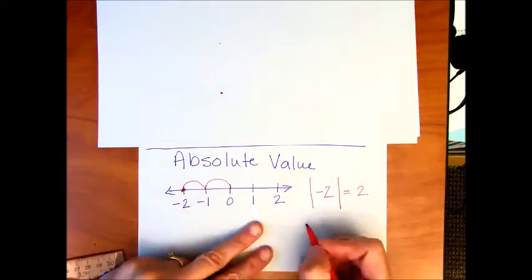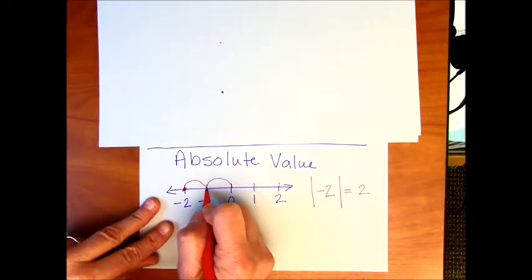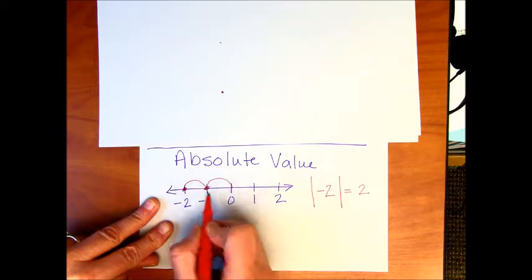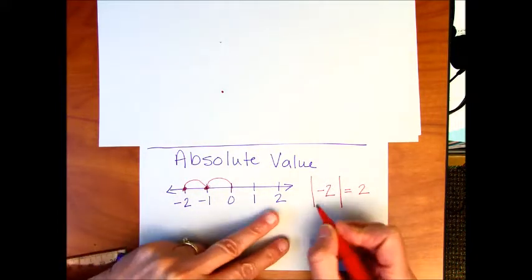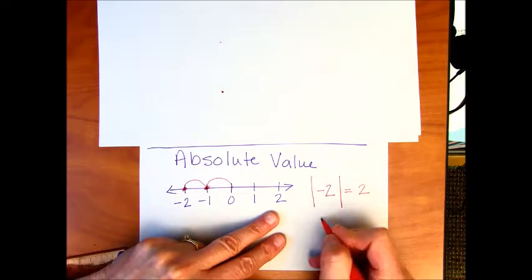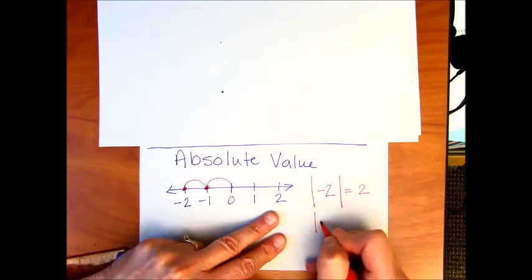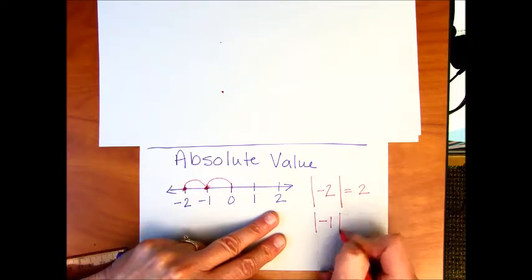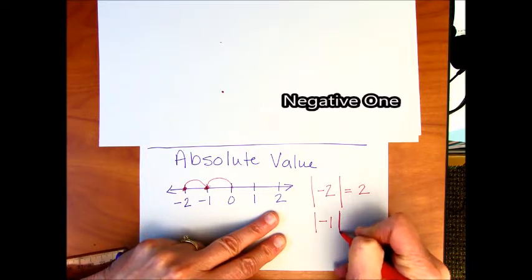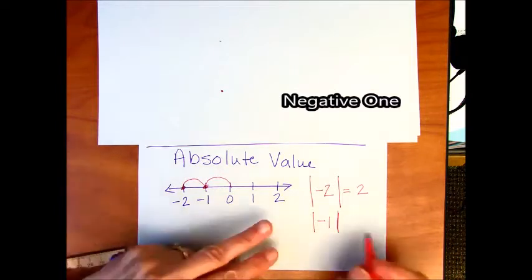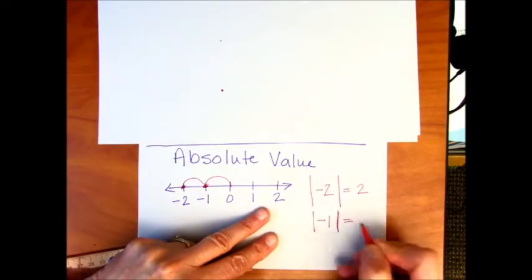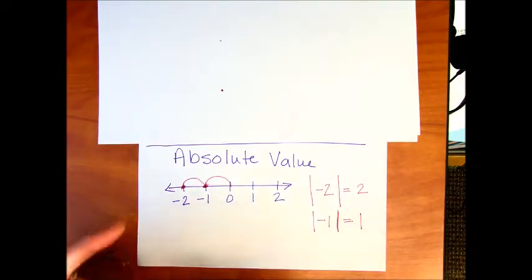Same thing for the absolute value of -1. Say we're here, and we want to know the distance, or the absolute value, from -1 to 0. And we know that's going to be 1. So we would write this as the absolute value of -1, and we're going to use these long straight lines that kind of encase that number, and then we know that to be 1.